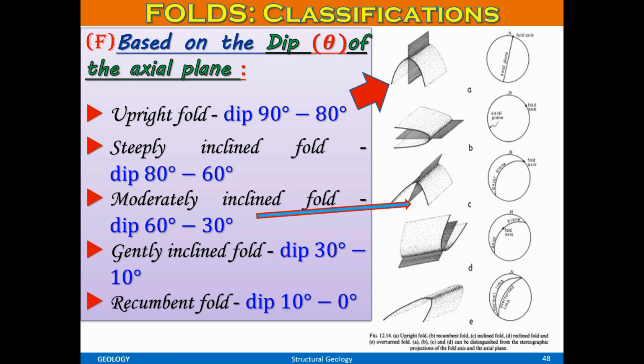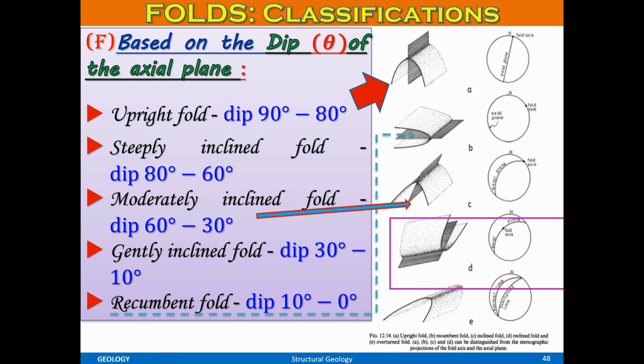This one is very simple. The axial plane is drawn here. In a recumbent fold the dip is within 0 to 10 degrees, meaning it is nearly horizontal. So this one could be your recumbent fold. This one. Now another two fold diagrams you can see here.